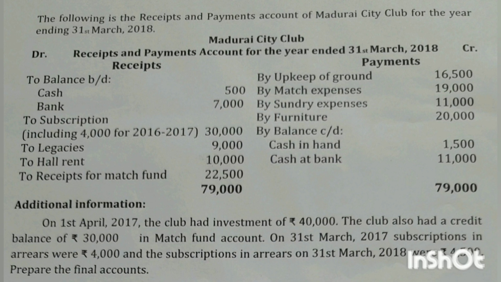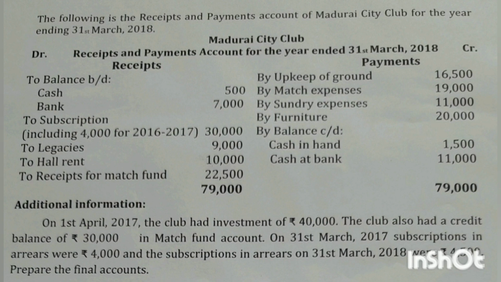If there is no specific fund for the match account, then we can treat this as revenue expenses. In this problem, as they have given a match fund, we should subtract this match expenses from the match fund account. Then sundry expenses. Sundry expenses is a revenue expense. This should be shown in the expenditure side of the income and expenditure account.